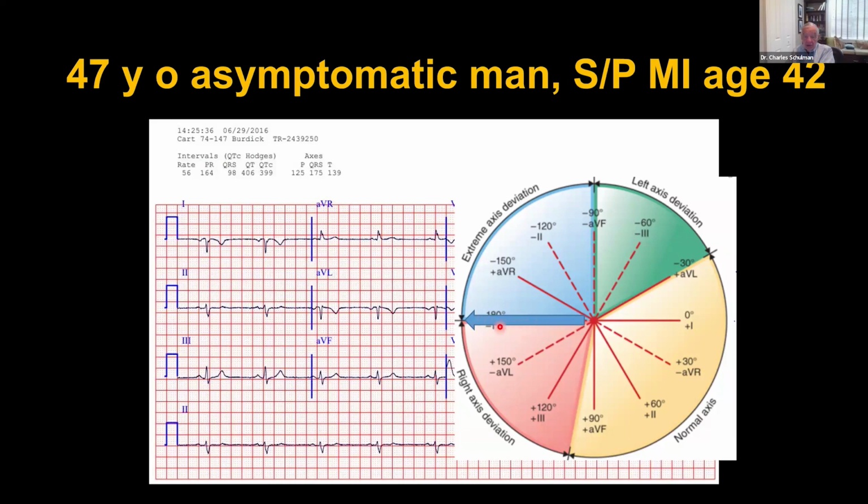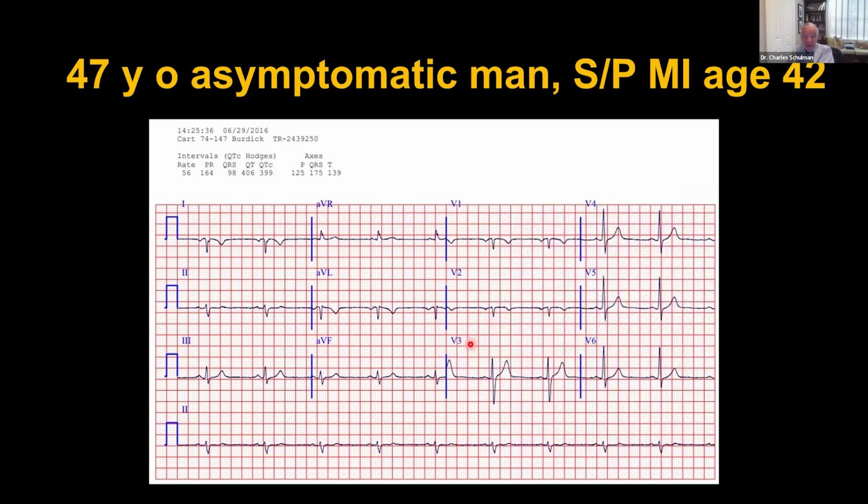So, negative 180 degrees is a very unusual axis. What do you think caused that? Is his heart on the wrong side of the chest? How do you know it's not?